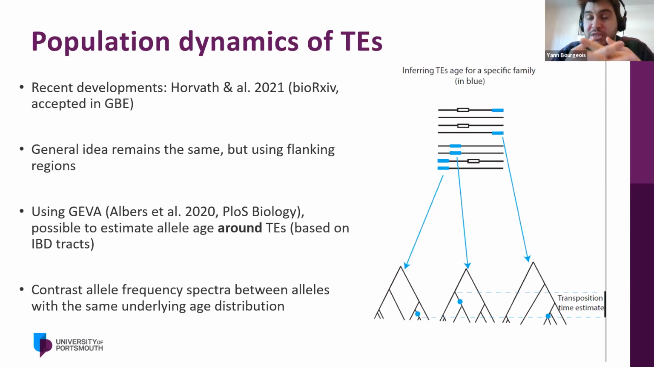This time, instead of estimating the age distribution of TEs from the TE sequence itself, they use the flanking regions. They use an algorithm called GEVA, which is based, I think, on estimating the length of tracks that are identical by descent. And based on this length, you can estimate the age of different haplotypes. So they estimate the age of the TEs based on that.